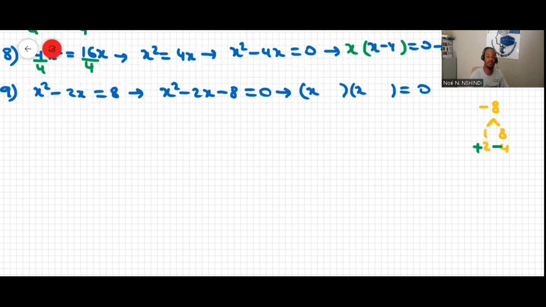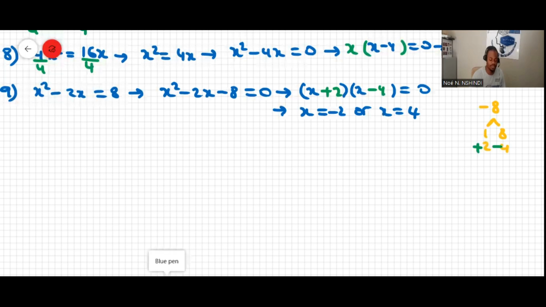And then positive 2 times negative 4 makes negative 8. So we can place in here plus 2, and then negative 4 there. Then this means that x is negative 2 or x is 4. This is one way if I solve it by factorization.